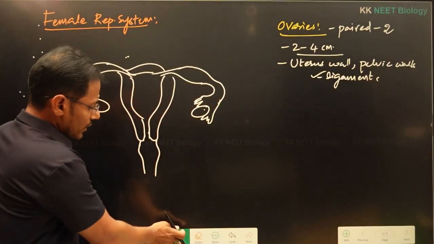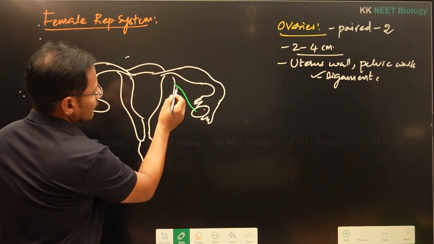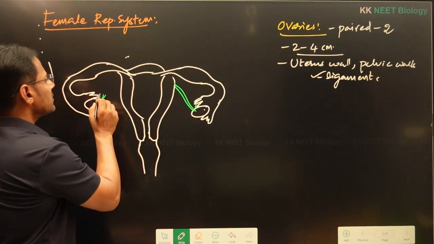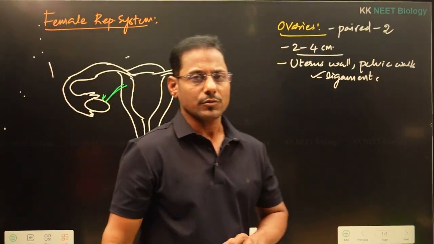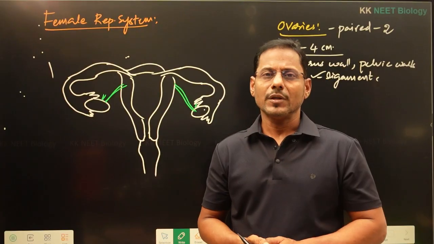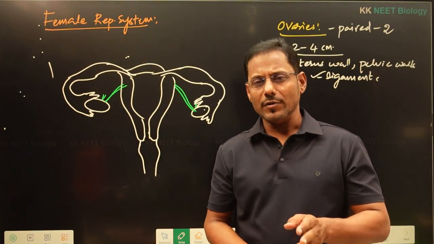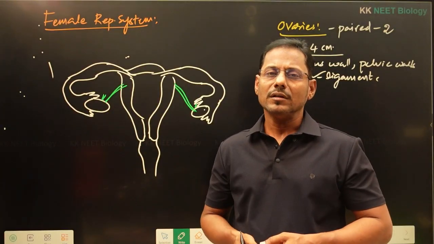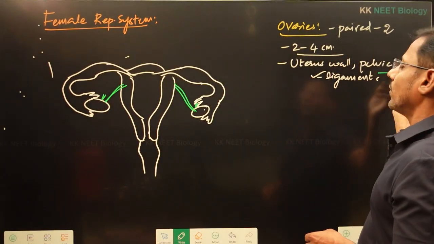These ovaries are attached to the uterus wall with the help of ligaments, and with other ligaments they are also attached to the pelvic walls. So now its position is stable because of the ligaments. These are two kinds of ligaments: one kind is attached to the uterus wall, and one more kind is going to attach to the pelvic wall.